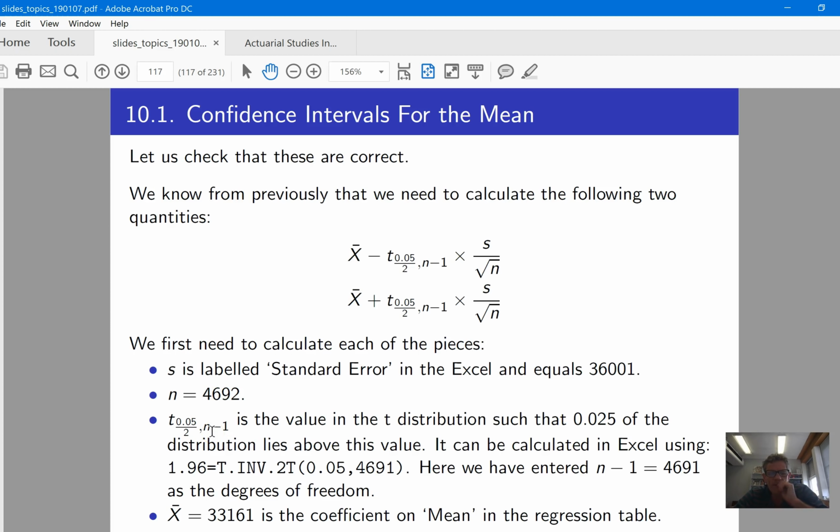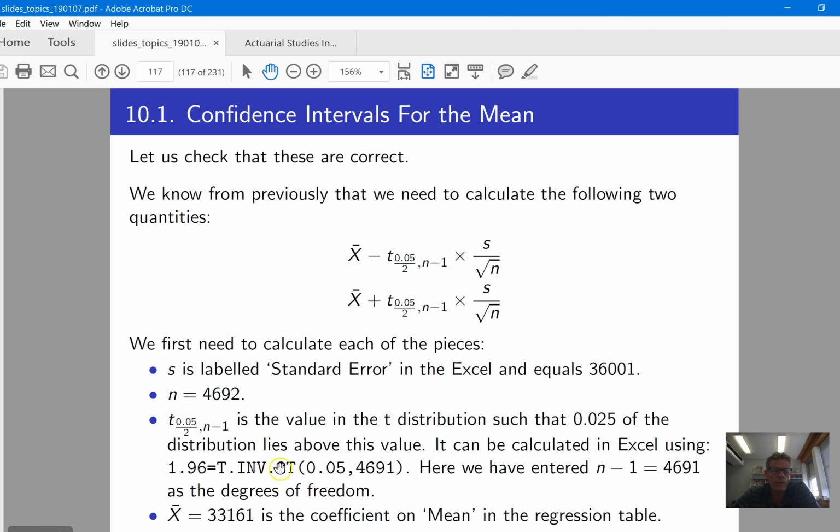And then the t value is the value of the t distribution that you would get if you're using Excel, using the T.INV function, with a 5% range and degrees of freedom equal to 4,691, which is n minus 1. This is the two-sided t distribution because we're doing a confidence interval in both directions. So we want 5% probability of being outside these values of t in either the upper or the lower direction. So 2.5% in the upper direction, 2.5% in the lower direction.